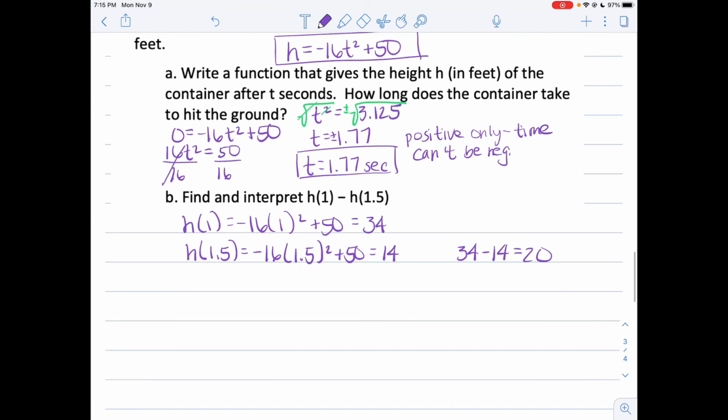So let's go ahead and say that in words. The container dropped 20 feet between 1 and 1.5 seconds.